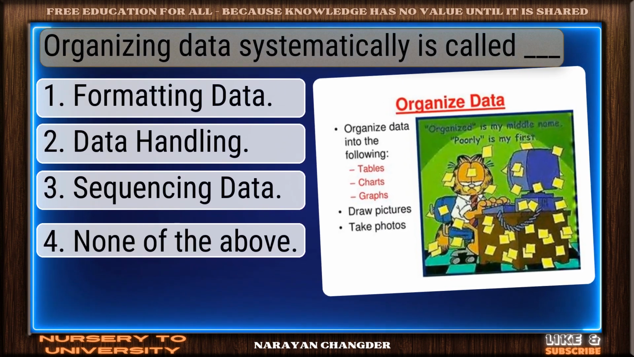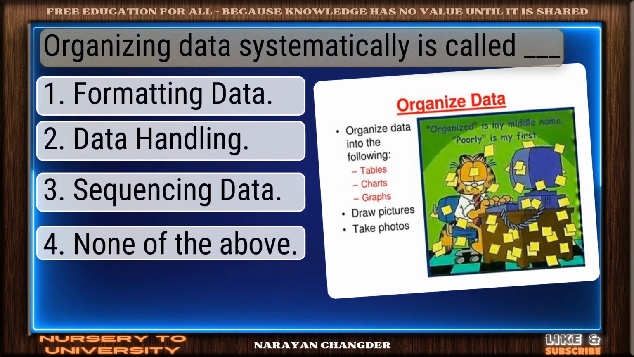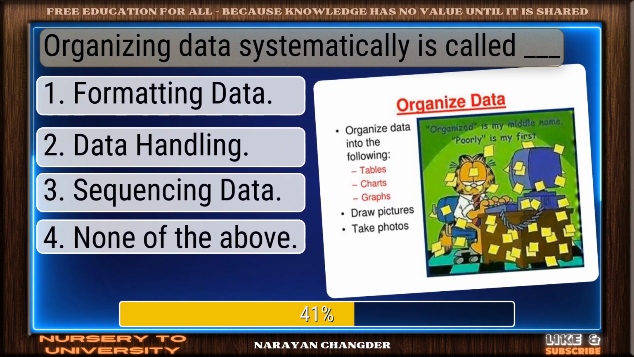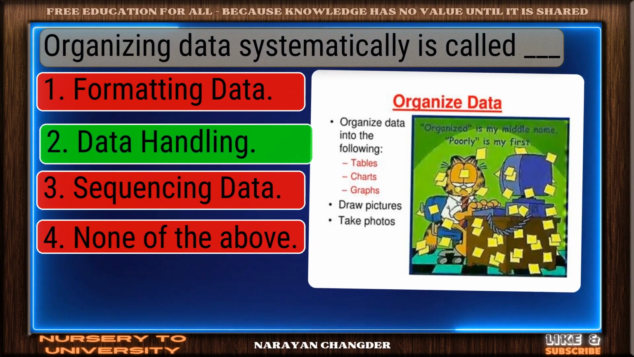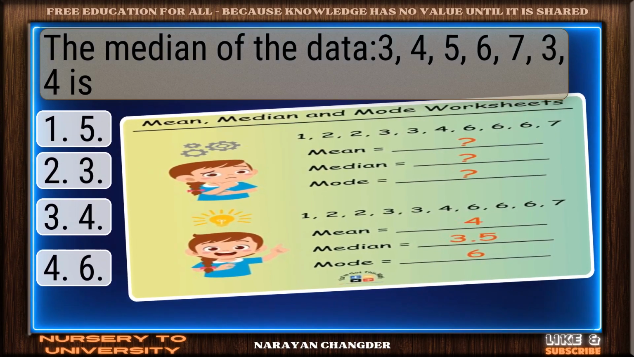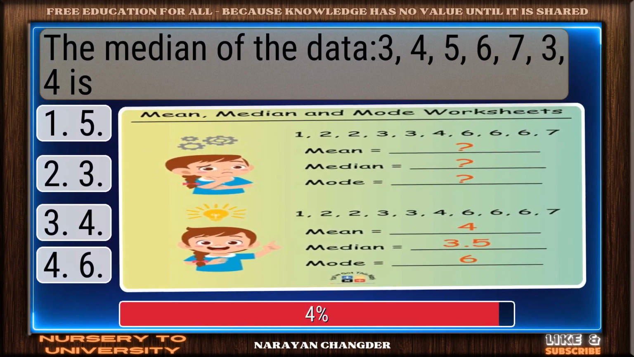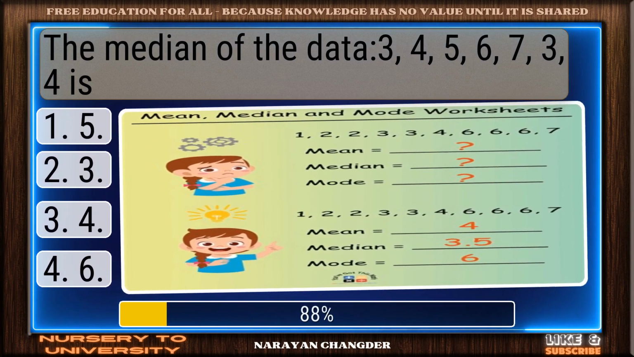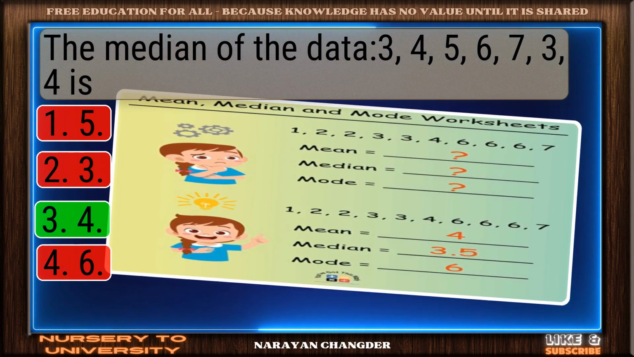Question number 205. Organizing data systematically is called dash. Perfect. Data handling is the correct choice. Question number 206. The median of the data 3, 4, 5, 6, 7, 3, 4 is? Smart move. 4 is an accurate answer.